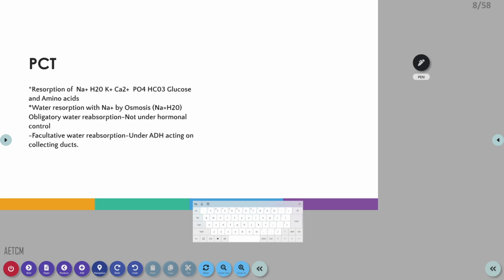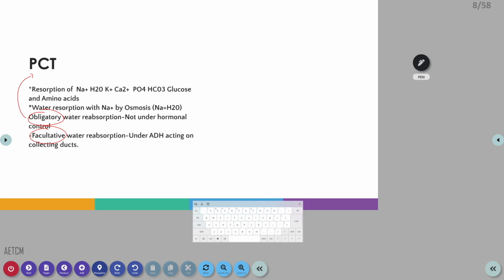Then we come to water absorption, the water absorption that takes place inside the PCT. There are two types of water resorption, that is obligatory water resorption and facultative water resorption. Obligatory water resorption is not under any hormonal control, whereas facultative water resorption is under ADH. The water resorption that takes place inside the PCT is the obligatory water resorption, and it is also isotonic water resorption. That is, water and sodium are absorbed in equal amounts.